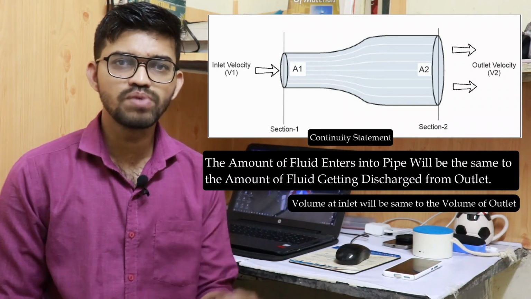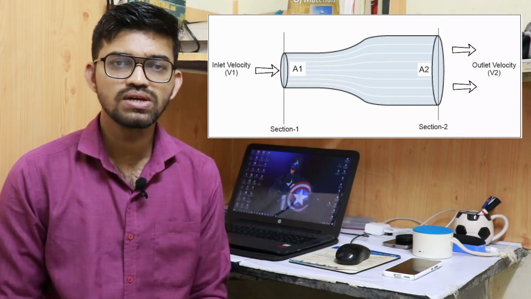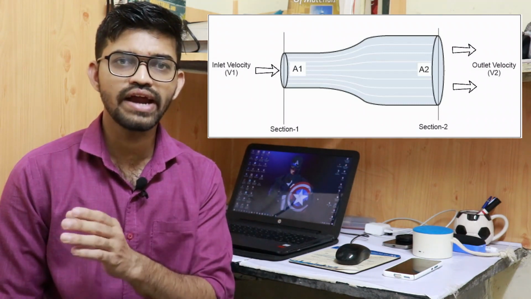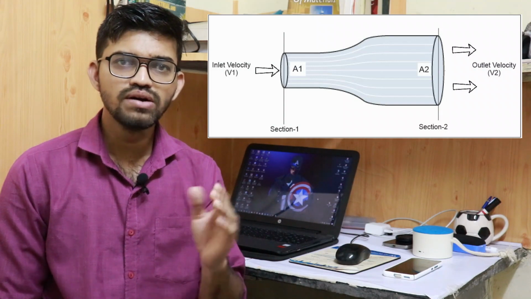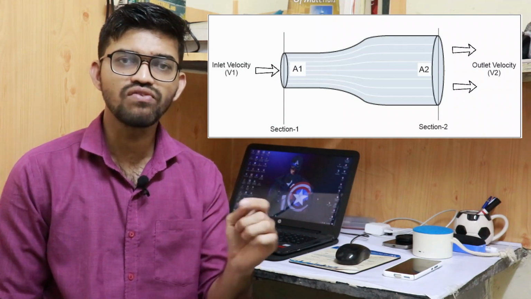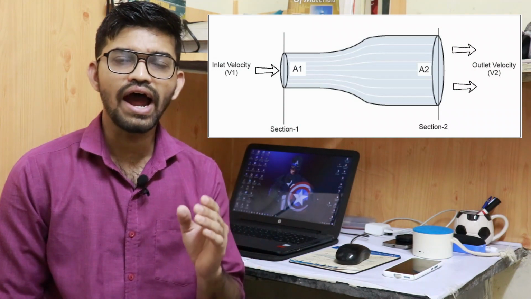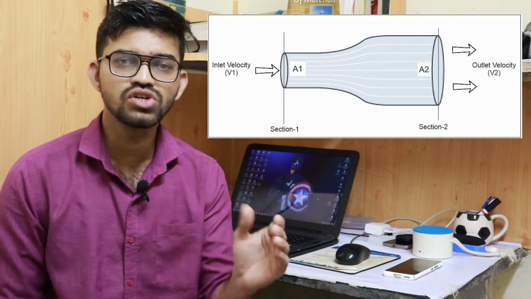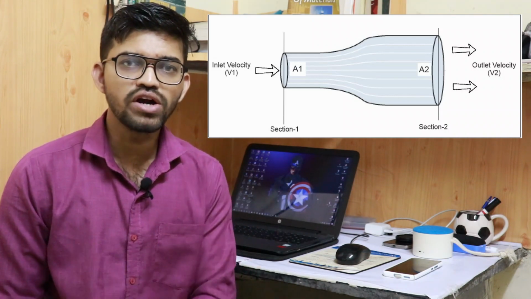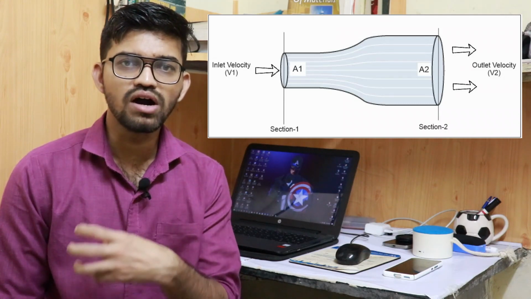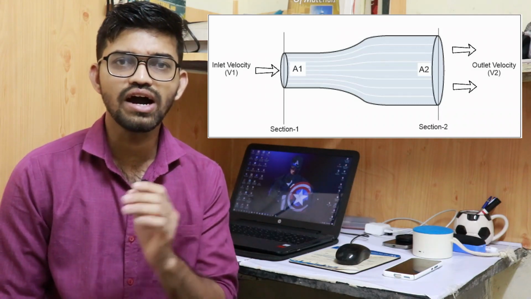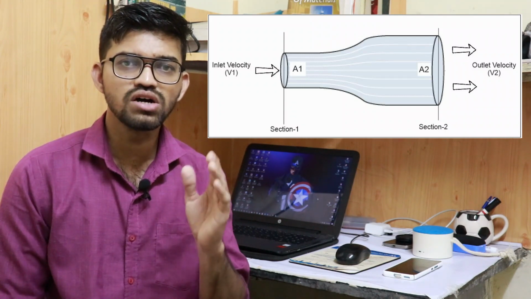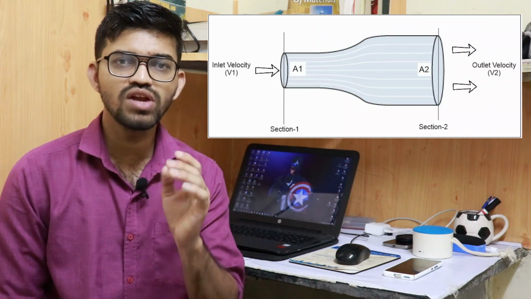Let's say this pipe has two sections. The first section is at the inlet and the second section is at the outlet. The fluid passing through the first section has velocity v1, area A1, and let's say the time for which the fluid passes through that section is t. Similarly, at the outlet section, it has area A2, velocity v2, and the time is t.